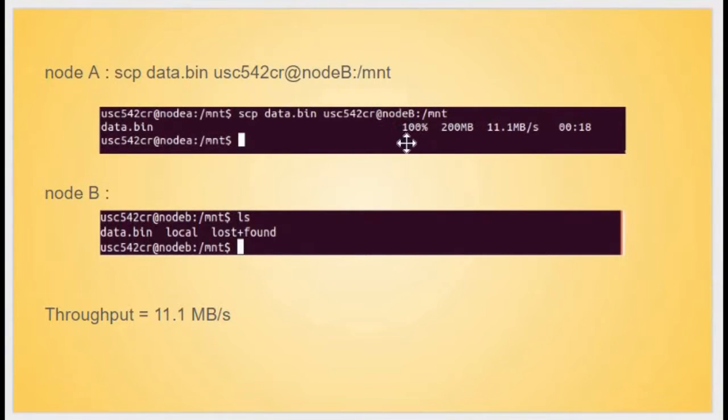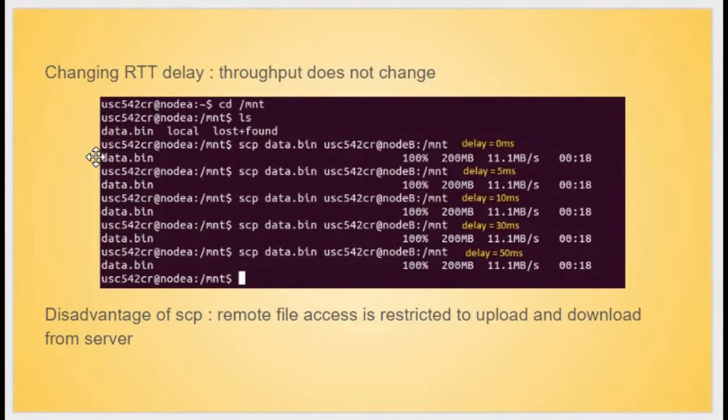It shows that 100% of the data.bin file was transferred, which was a total of 200 MB, and the throughput obtained was 11.1 Mbps, and it took 18 seconds to do the same. Once we run an ls command on node B, we can see that data.bin has been transferred to node B from node A.